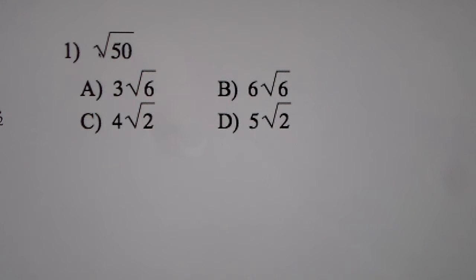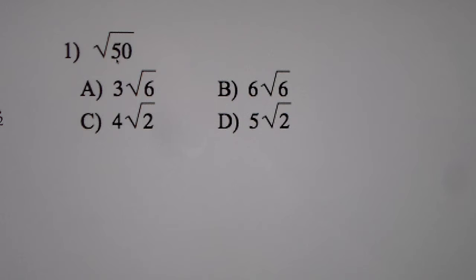So, problem number 1, we have radical 50. Our goal is to simplify this radical and break it down. Now 50 could be made up of multiple numbers. We could do 5 times 10, we could do 2 times 25. We know there's lots of factors. Right now, I just want you to think of 2 factors that could break down 50.